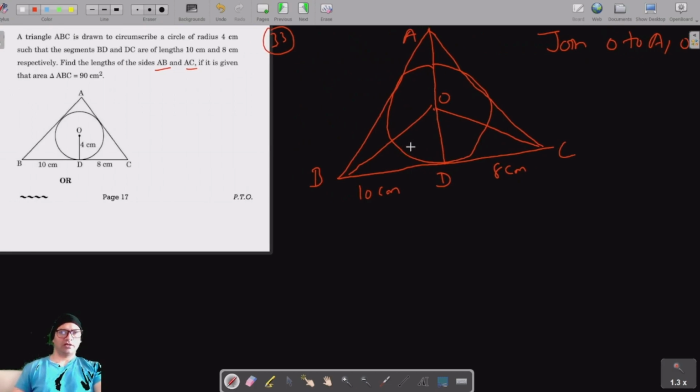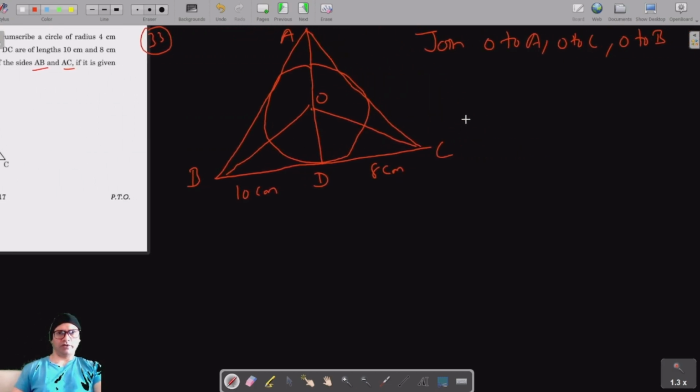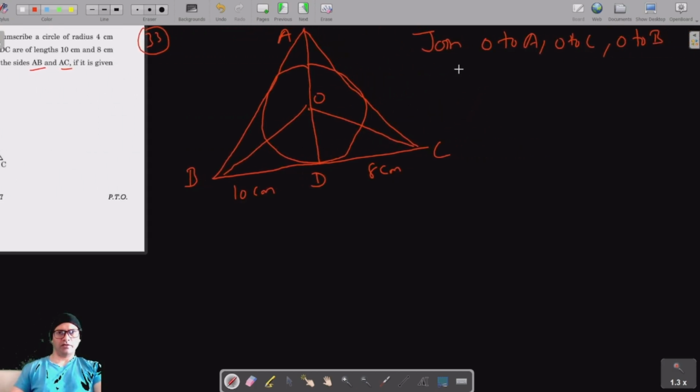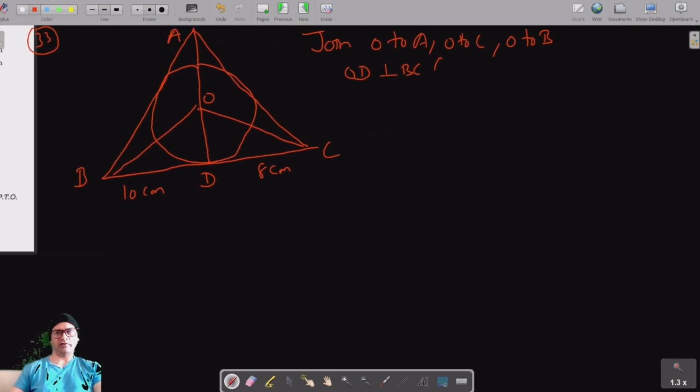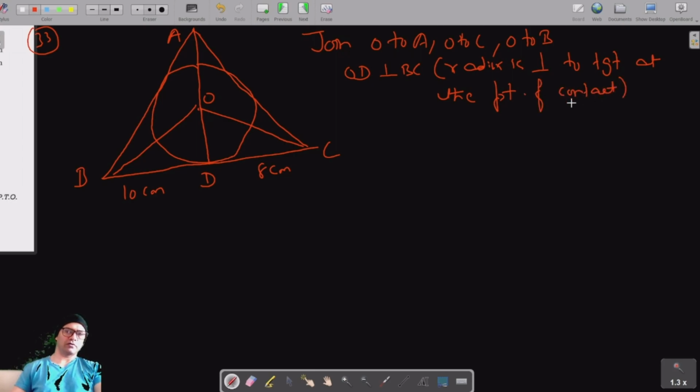Now OD is perpendicular to BC, as the radius is perpendicular to the tangent at the point of contact.